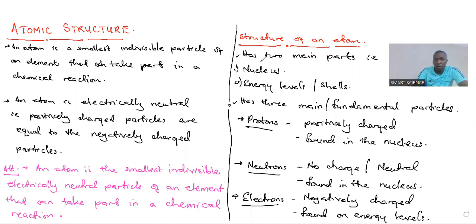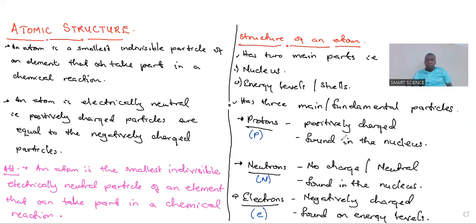All these particles can be denoted by particular letters. In case you have protons, protons are going to be denoted with capital P. Neutrons will be denoted with capital N, and electrons are going to be denoted with a small e. So briefly, that is the general introduction of an atom.